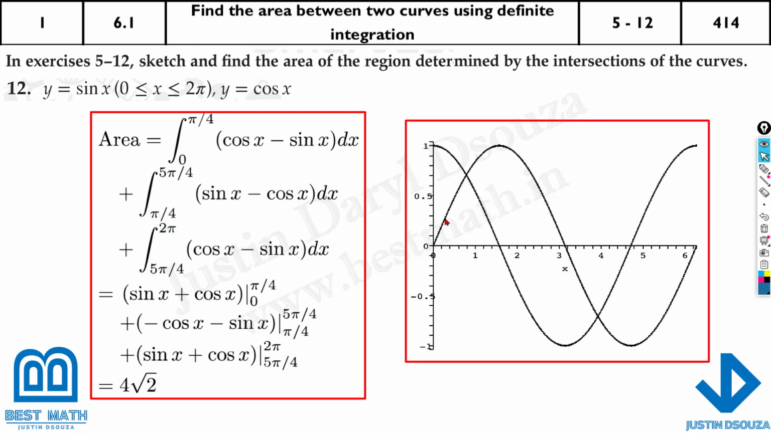You can see the graphs here. Cosine, it starts from 1 and then it goes, and you can see at 45 and 225 degrees, they do touch each other, they intersect. And then we stop at 360 degrees because I've given it's 2 pi. So that's how we solve this out.